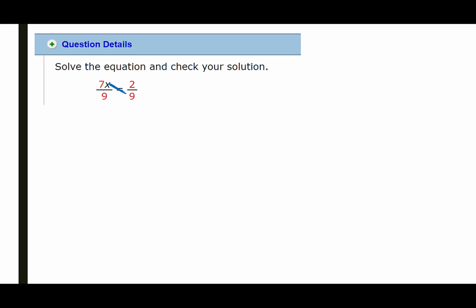I'm going to multiply the numerator of the first fraction times the denominator of the second fraction. 7x times 9 is 63x. And then I'm going to do the same thing, except it's going to be the numerator of the second fraction times the denominator of the first fraction. 2 times 9 is 18. 63x divided by 63 simplifies to 1, so we'll just have our x.